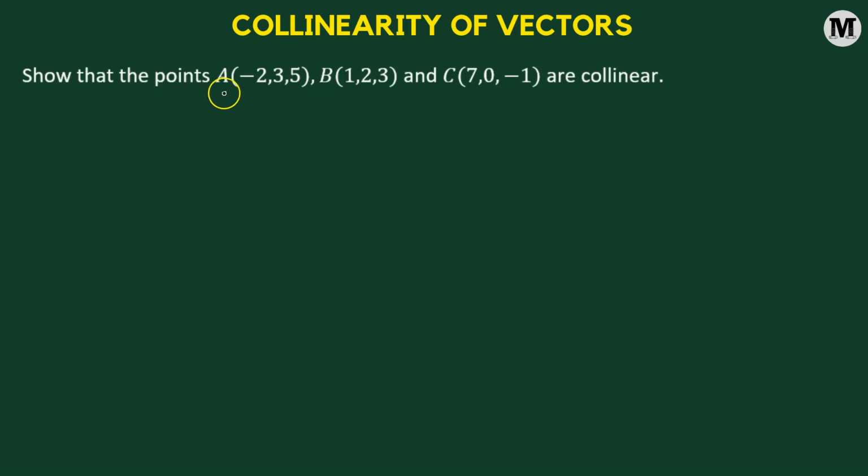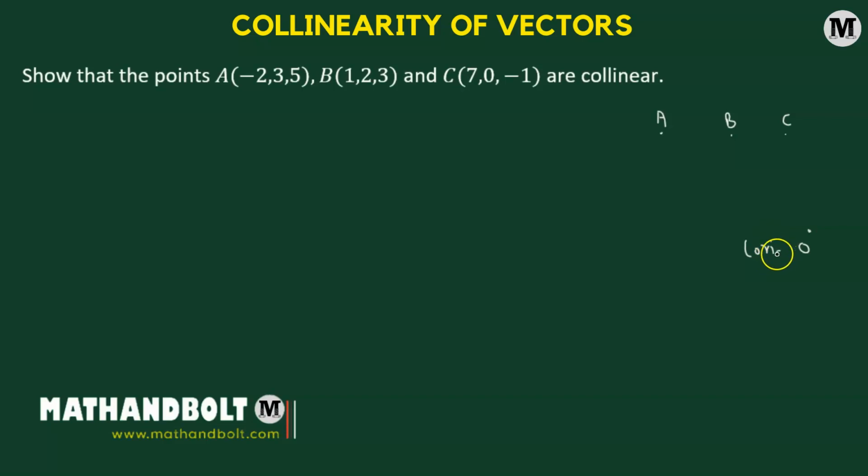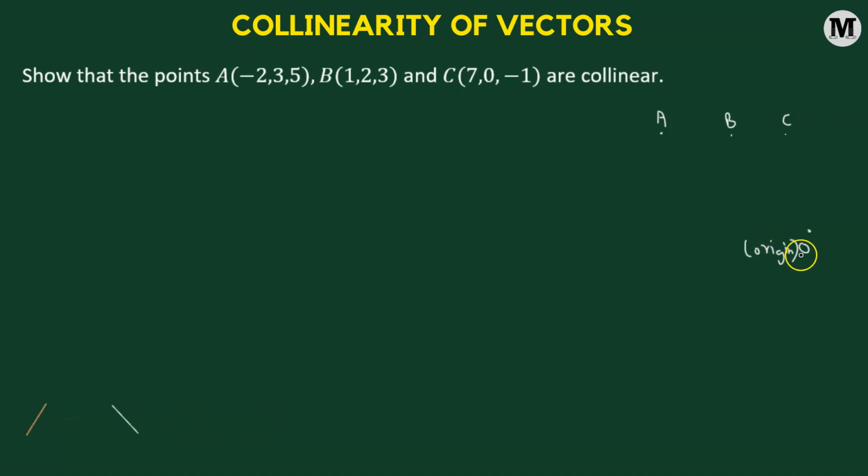We need to show that the points A, B, and C are collinear. Okay, let us begin. First, let us suppose we have 3 points, point A, point B, and point C. We're also going to consider another point O, which is going to be the origin of some coordinate system. It's going to be a 3-dimensional coordinate system.